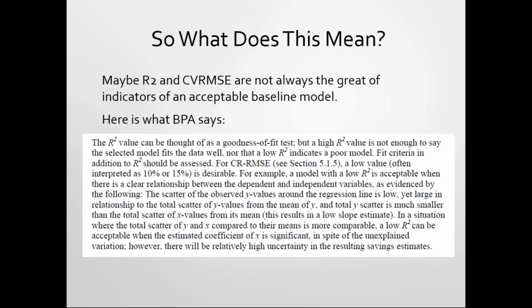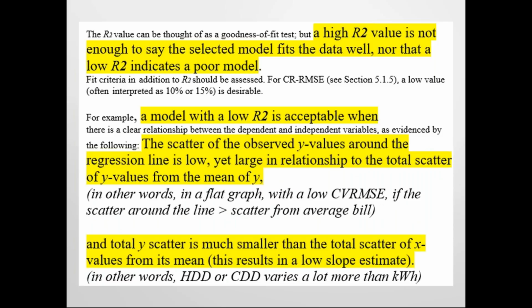All right, so this is what Bill Curran said in his BPA document. Don't read it, I translated it. He said the R squared value can be thought of as a goodness of fit test, but a high R squared value is not enough to say it fits the data well, nor does a low R squared indicate a poor model. Oh, geez. So all these people, including myself, have been saying, oh, R squared value, you want it above 0.75. Well, he's saying now, maybe not. And you just saw evidence of this, because if there's a really low slope, you're going to have a low R squared value. So maybe R squared isn't what we should be tuning on.